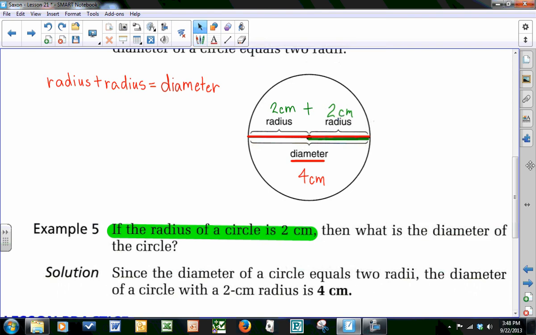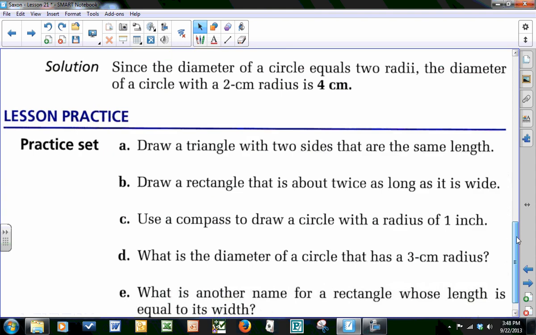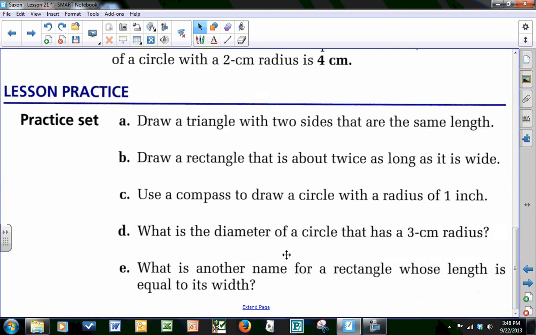Okay, if you look at the bottom of page 89, there are some practice problems for you to draw. For some of them, you'll need a ruler. For others, you'll need a compass. But I would encourage you to practice drawing these shapes, triangles, rectangles, squares, and circles until you've mastered them. I'm sure you can do it.